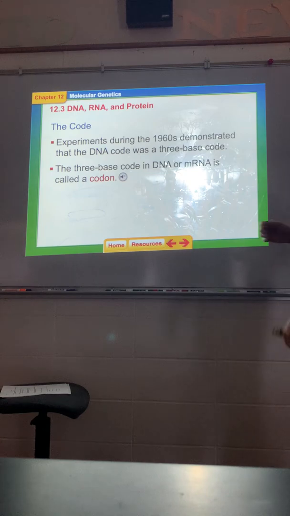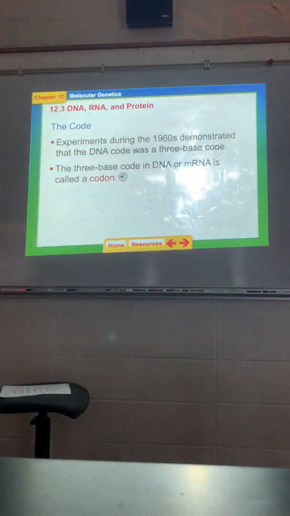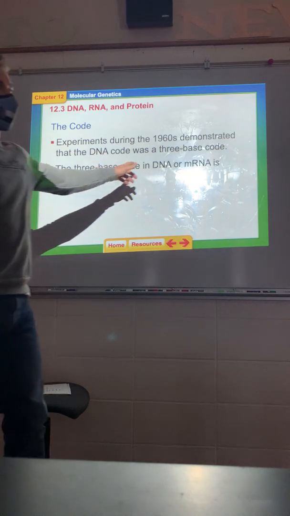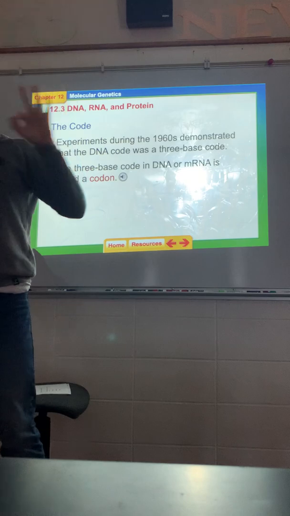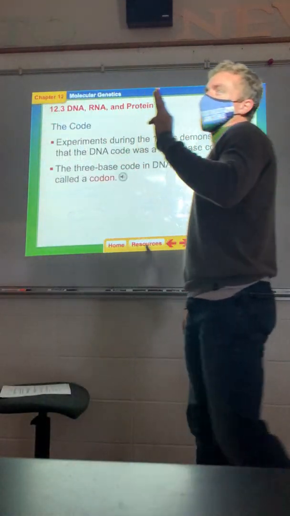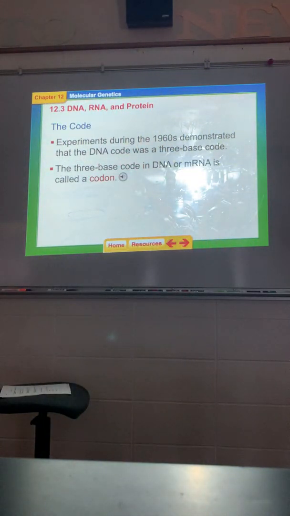All right, so to try to understand this code even more, scientists did experiments and decided that DNA was a 3-base code. A 3-base code, meaning 3 nucleotides stood for something specific.